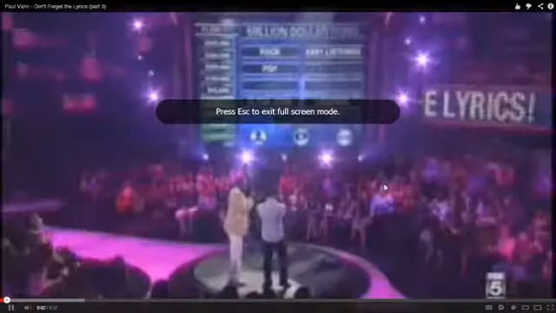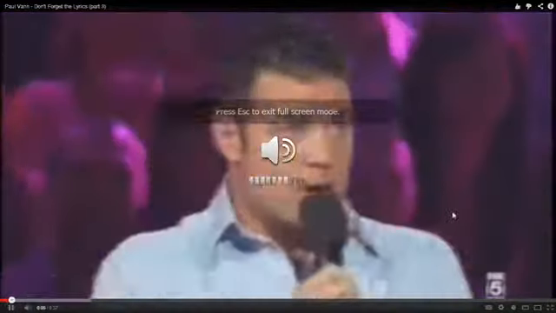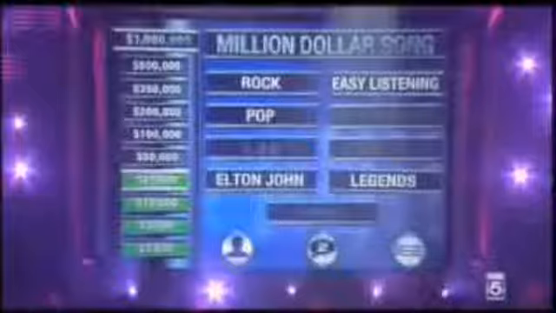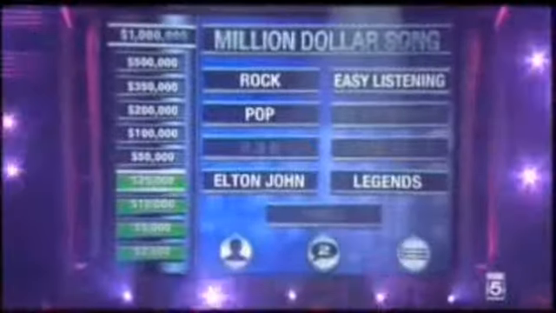Get you some more money. Let's go. Do you know what a great sponsor is? $50,000 we are going for right now. 5 categories separate you from the $1 million song, and you still have 3 backups left. 3. Go ahead and get your money. $50,000.